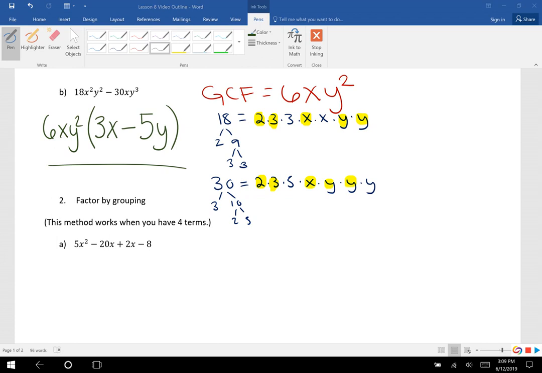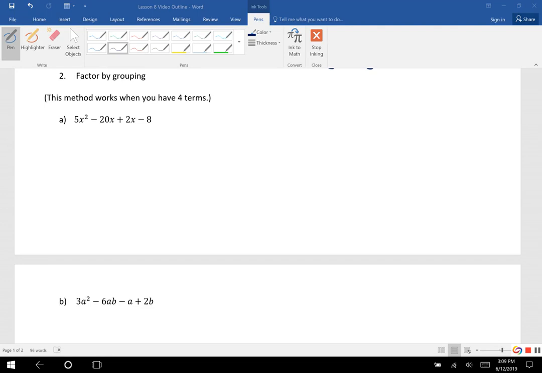Now, the second method I want to show you in this lesson is called factoring by grouping. And this is a method that's going to work only when you have 4 terms. So factoring by grouping is something that will work when you have 4 terms. So here's my first example. And so basically what we do here is we group the first 2 terms and the last 2 terms together. And we factor those separately.